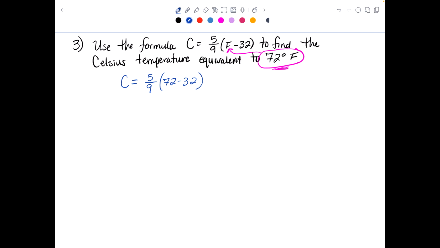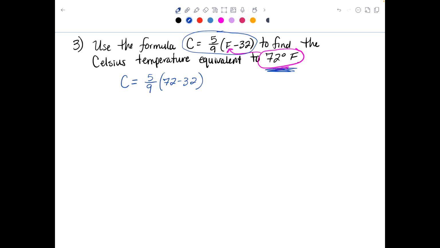Now, I do want to mention that this formula doesn't change. It stays as it is anytime that you want to go from Fahrenheit to Celsius. So that equation doesn't change, okay? What is going to change is the temperature, and so you just substitute that for F.